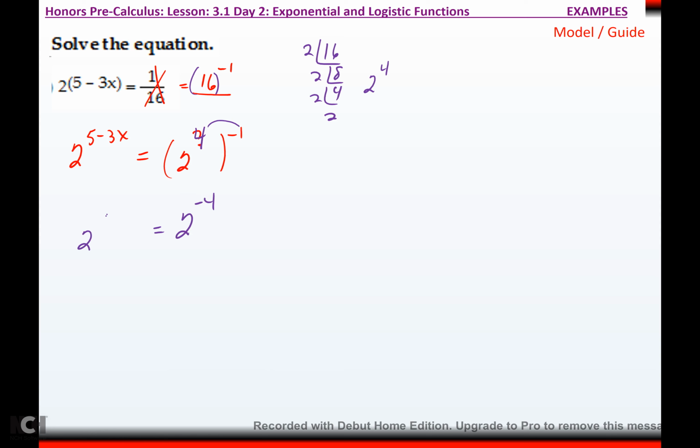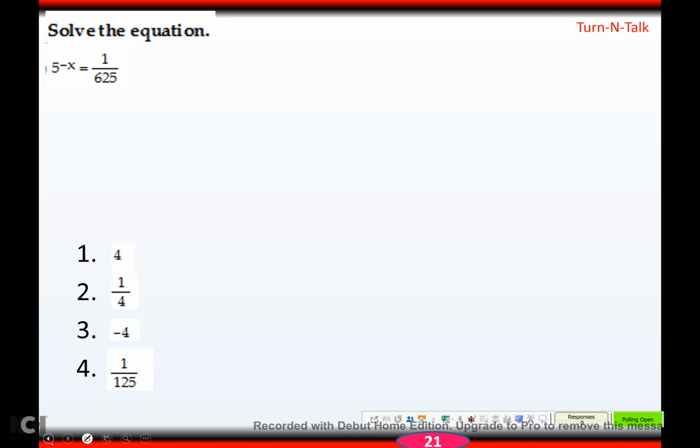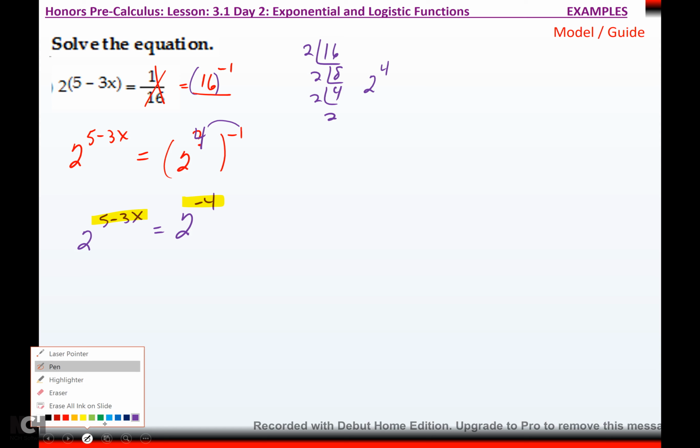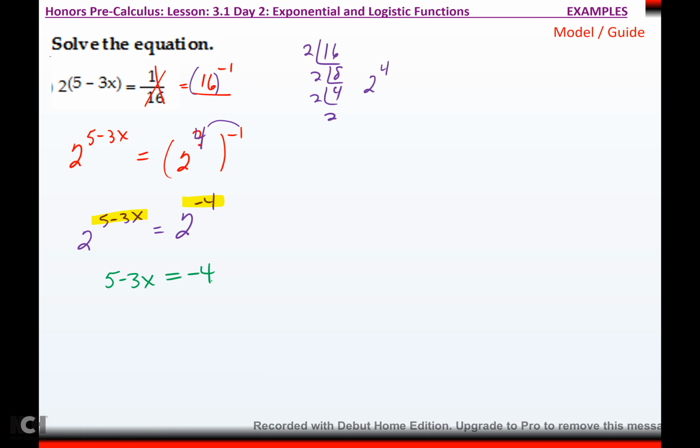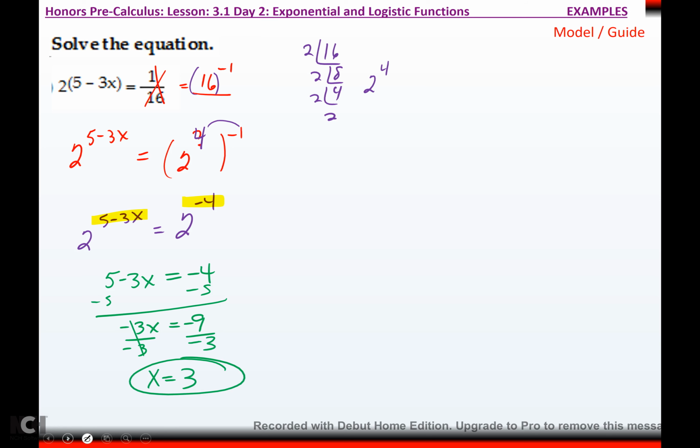And on this side, I have 2 to the 5 minus 3x. Now my bases match, so my exponents have to be equivalent. They might not look the same, but they have to be equivalent. So I can set up an equation. 5 minus 3x has to equal negative 4. Solve it. Minus 5, minus 5. Negative 3x equals negative 9. Divide by negative 3. Divide by negative 3. X equals 3. And you can plug it back in and check it.